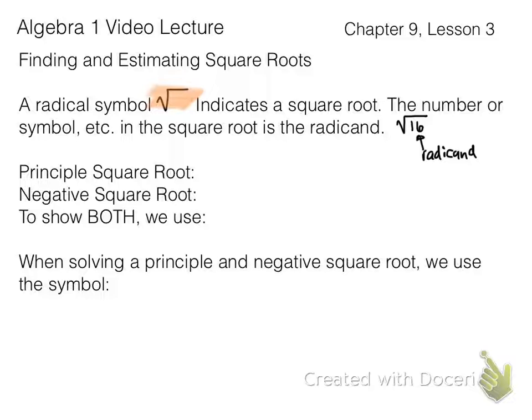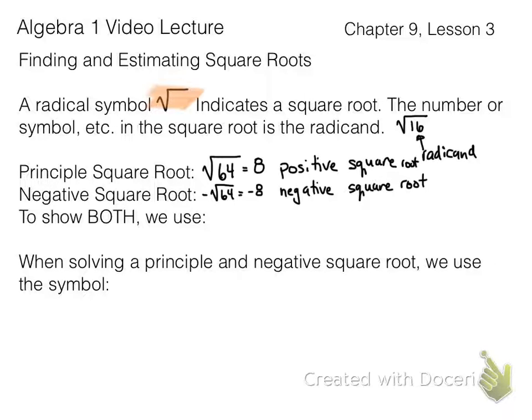So, a radical symbol, also known as the square root symbol, indicates that the square root is the radicand. So basically, the radicand is the symbol or number inside of the square root, all right? And we're basically trying to figure out what times what gives us the number inside the square root. So we have principal square roots, which are basically anything that's going on with the positive square root. So the positive square root of 64 is 8 because 8 times 8 is 64.